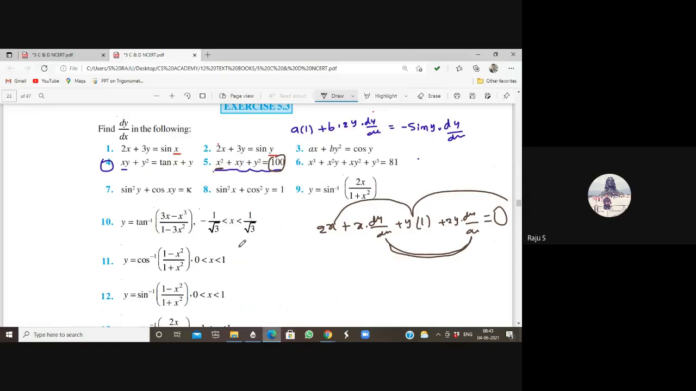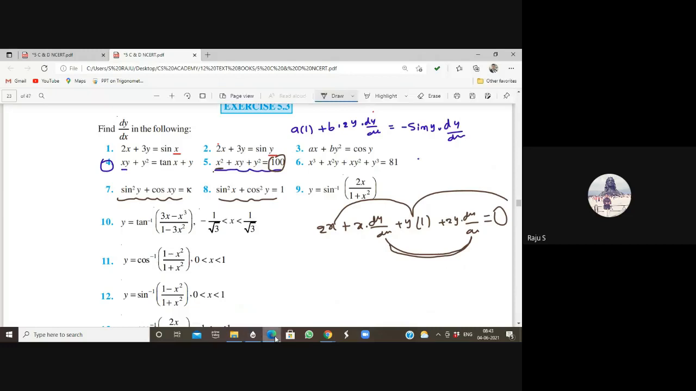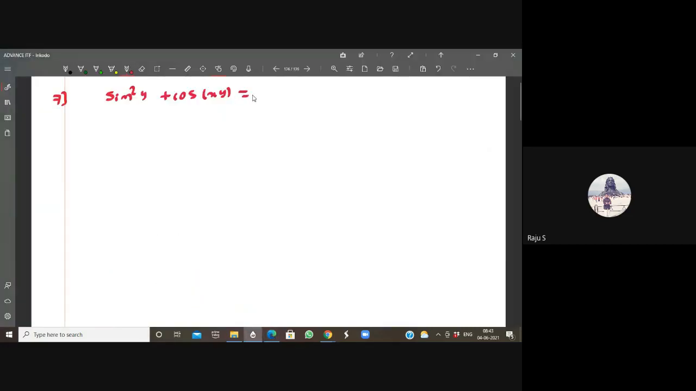Okay, let us go for the next question. We'll do question 7. The eighth one is actually very easy compared to 7. Let's do it. The seventh question is sine square y plus cos of xy is equal to k, where k is some constant.